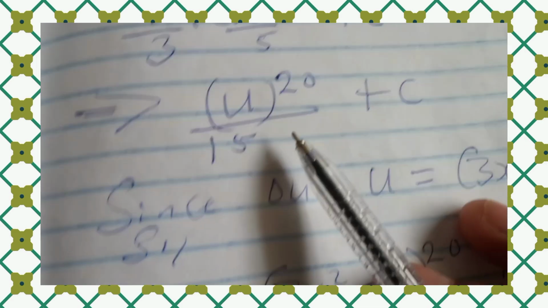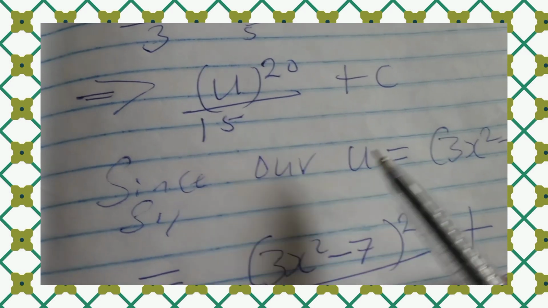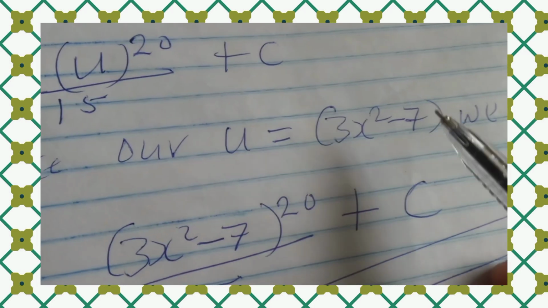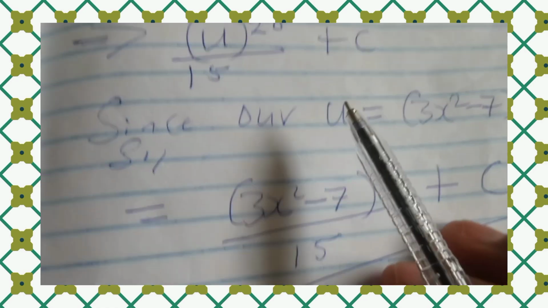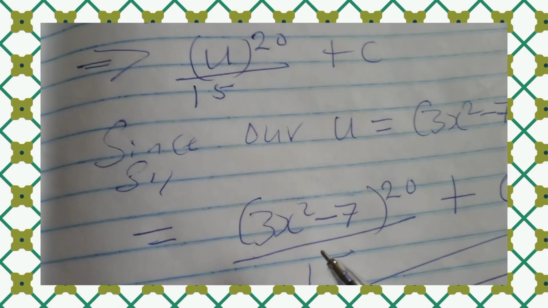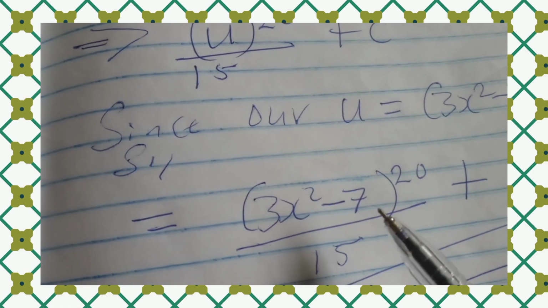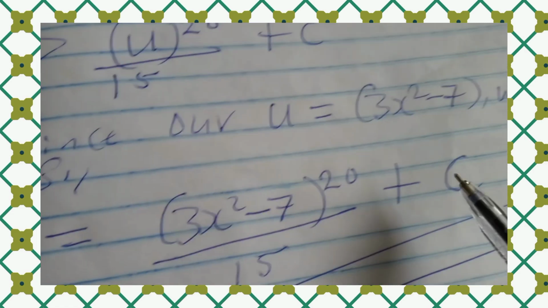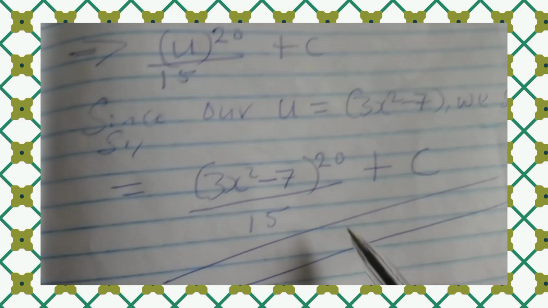And we know that our u was equal to what? 3x squared minus 7. So we substitute this value in place of our u. That is why this function u raised to the power of 20 all over 15 becomes 3x squared minus 7 all raised to the power of 20 all over 15 plus c, which is our constant. And this is the final answer.